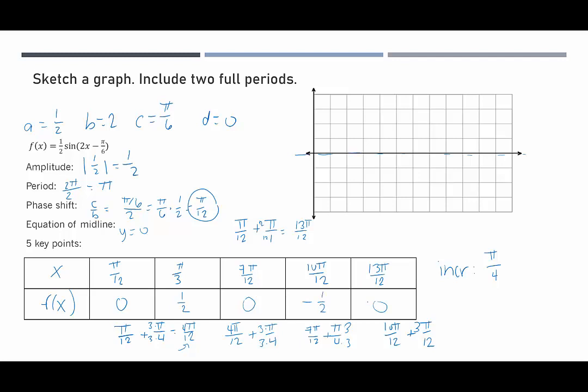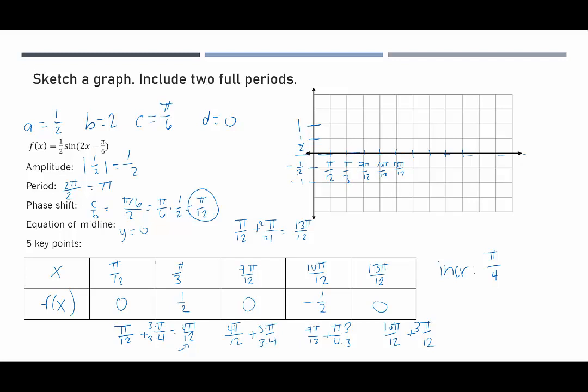All right, let's look at the graph. So here we have pi over 12. Here we have pi over 3. Here we have 7 pi over 12, 10 pi over 12, and 13 pi over 12. Then we're going to do 1, 2, 3, 4 more for the second period. I'm going to do my cheaty thing where I'm going to say here's 1, so this is a half, this is negative a half, and negative 1.